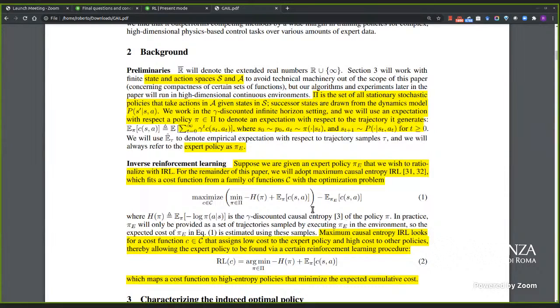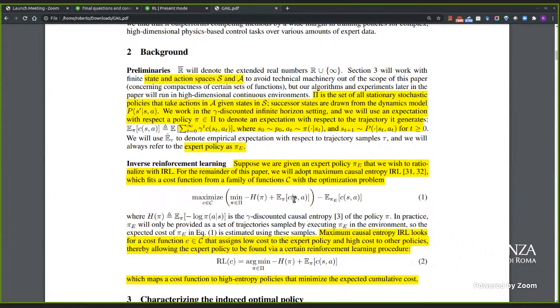So we're now looking for a cost function that explains this expert behavior at the best, which is basically then assigning the smallest cost, the lowest cost to the expert policy, and a higher cost to any other policy. So any other policy will have a higher cost. They're trying to maximize the difference between the cost of any other policy and the cost of the expert, which should be the minimum one.